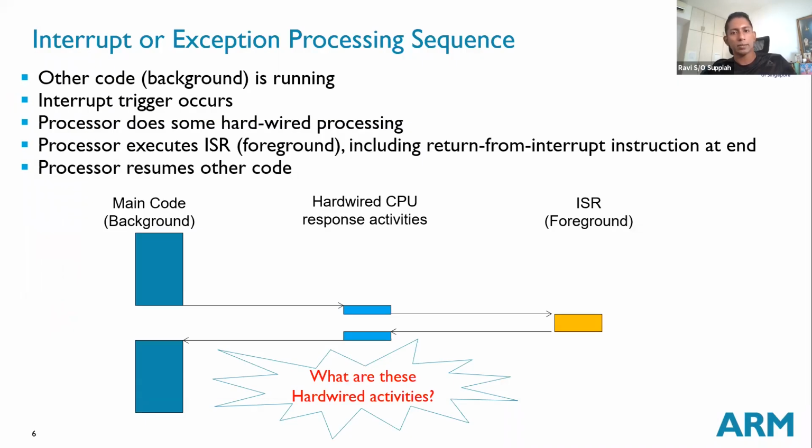So this is the idea that I think we are familiar with, where you generally have a main program or a main loop. That main loop will run, and while it is running, suddenly an event occurs. It could be external or internal, and it triggers this interrupt. Once that happens, you need to perform some hardwired processing. So what is this hardwired processing, or what are these activities?